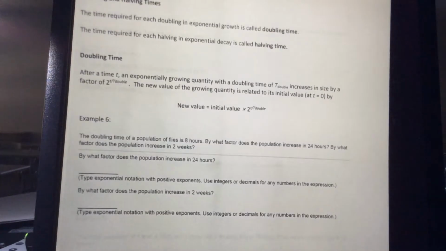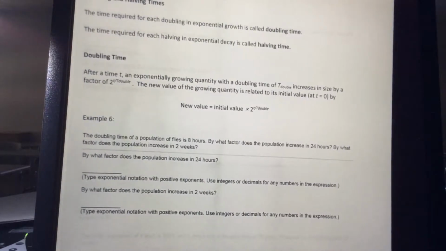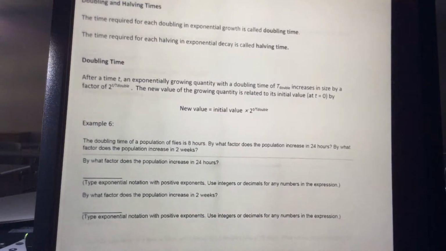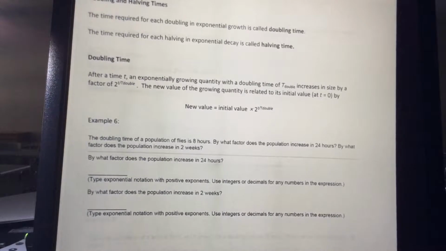Okay, next we'll talk about doubling and halving times. The time required for each doubling in exponential growth is called doubling time. And the time required for each halving in exponential decay is called halving time. Okay, we'll talk about doubling time first.